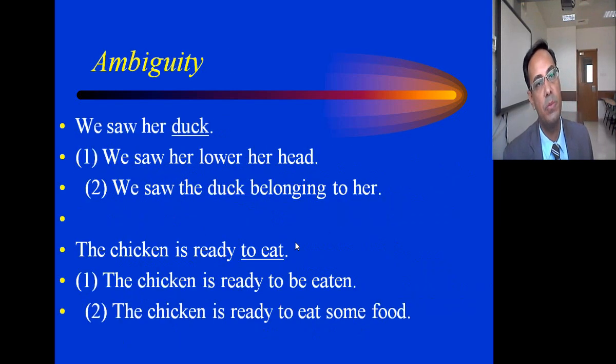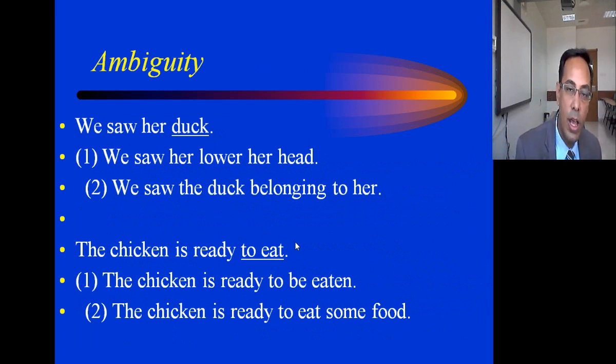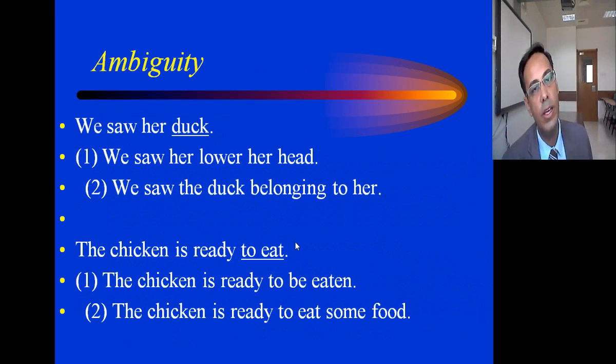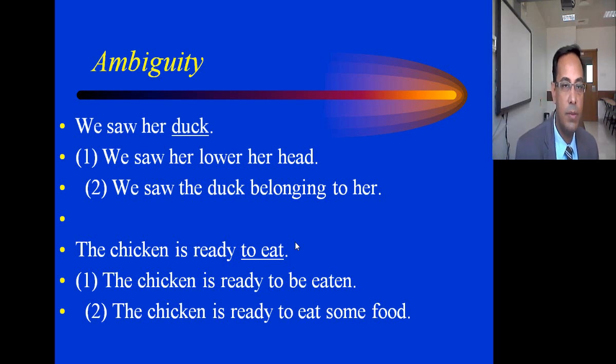Ambiguity is another problem, because a translator has to pay attention to this problem. For example, we saw her duck. It can mean we saw her lower her head, or we saw the duck belonging to her.